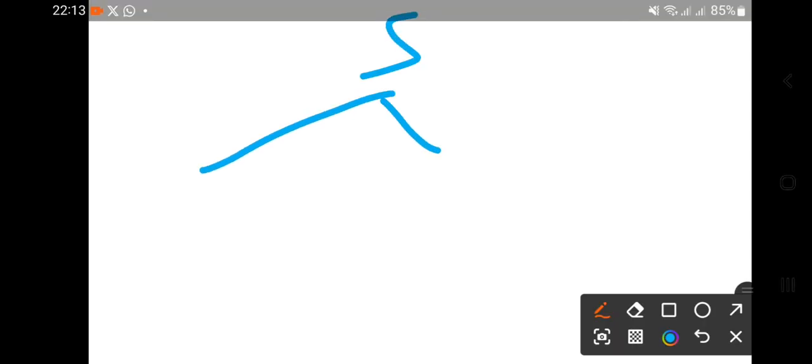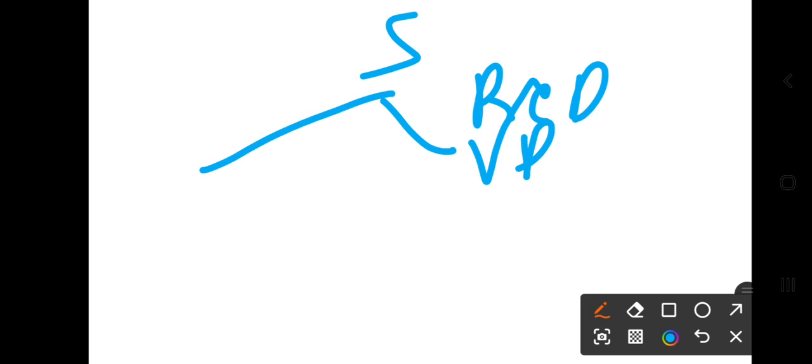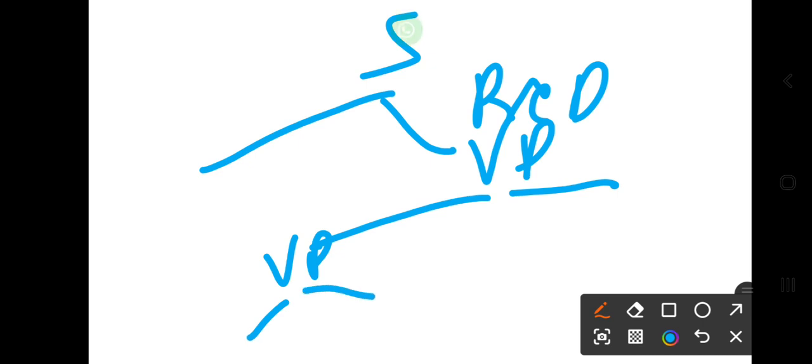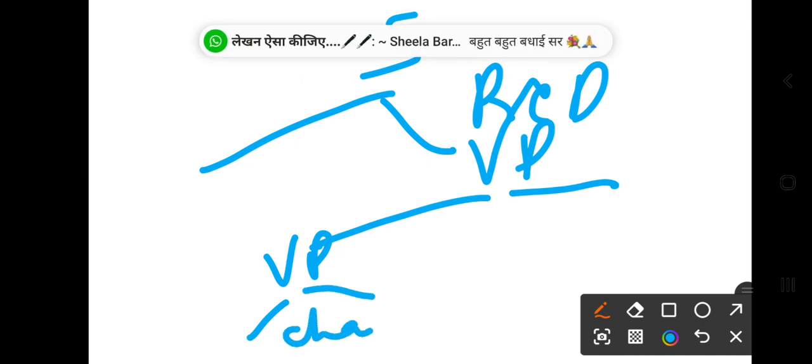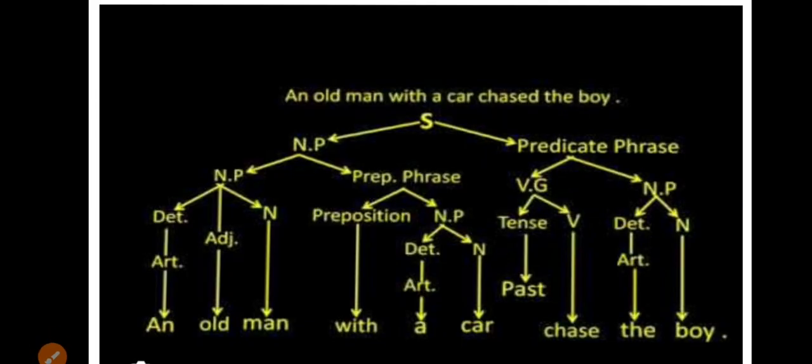Then chased is a verbal phrase, or you can write predicate phrase, right? Chased is a verbal phrase, and here you can write past. Chased the boy: chased, and the boy is a noun phrase. So these are the two examples you can remember, which are very important.